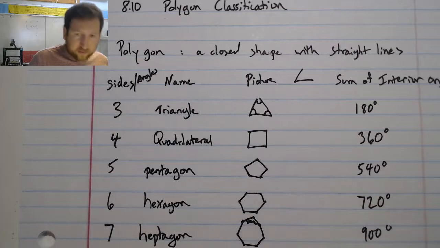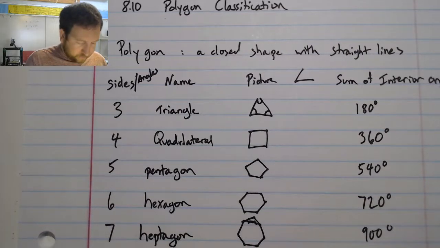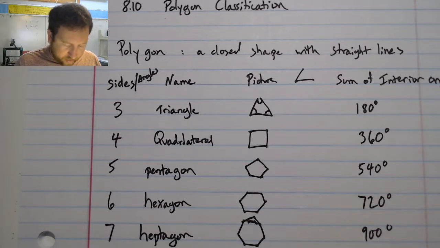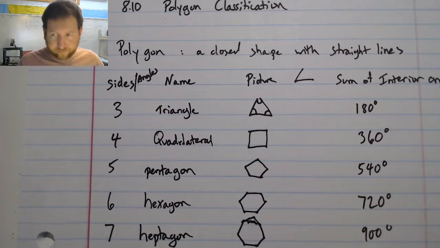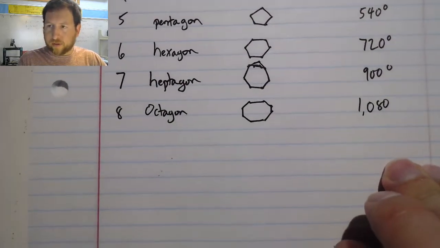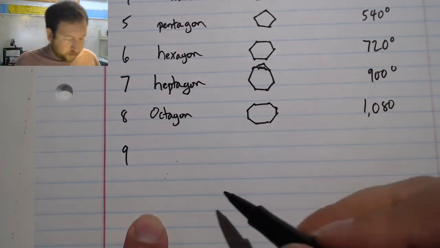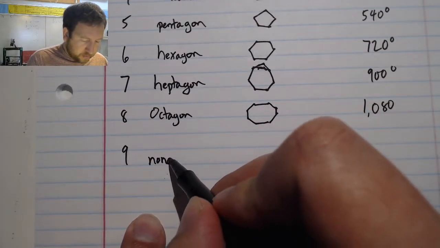Our 8-sided octagons. Our stop signs. And our total sum of our angles here is 1,080. Oops, I was off the page. Sorry about that. Number 9. We call these nonagons.